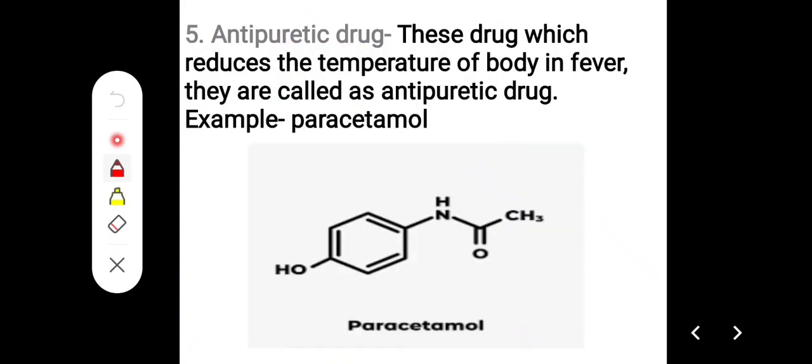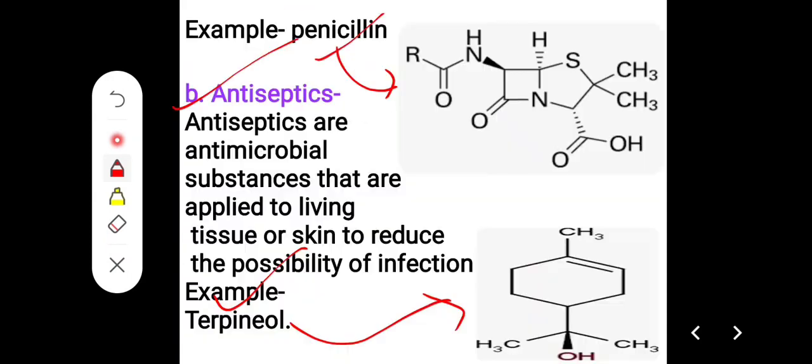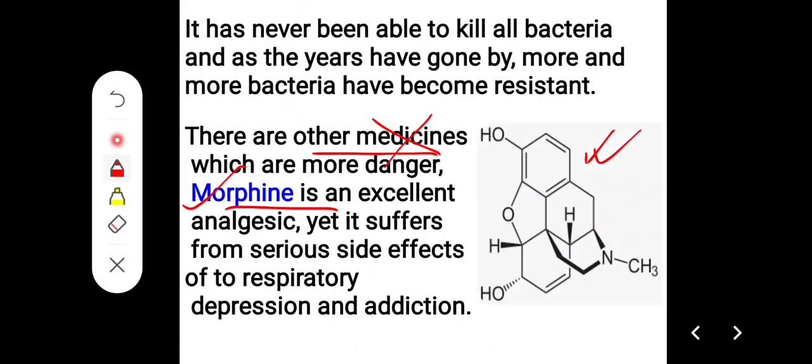Antipyretic drug: the drug which reduces the temperature of the body in fever is termed an antipyretic drug. As for example, paracetamol. We know in fever our body temperature keeps rising, so to reduce the temperature we have to use an antipyretic drug, for example paracetamol. This is the structure of paracetamol: benzene with an OH in the para position and an NH-COCH3 group at the other position. That is termed paracetamol. Okay, so we have to know the summary.